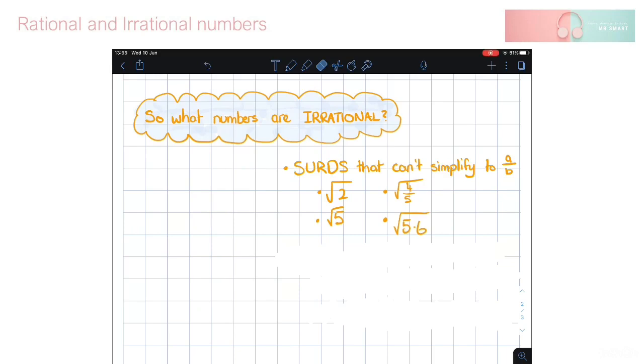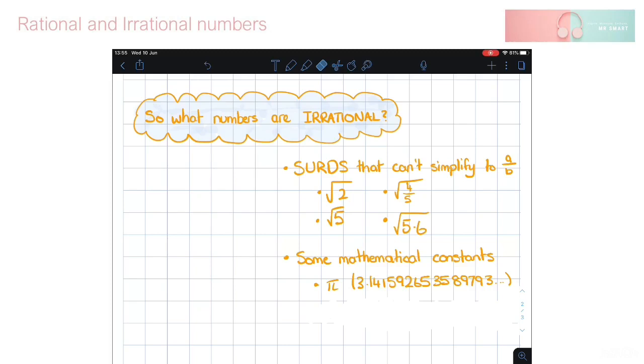So these are irrational. In addition to that, you have some mathematical constants. So pi, for instance, which you may be familiar with, 3.14159 and so on, it goes on infinitely and therefore is an irrational number. And another constant that you might be aware of, e, does that also. These are examples of irrational numbers.